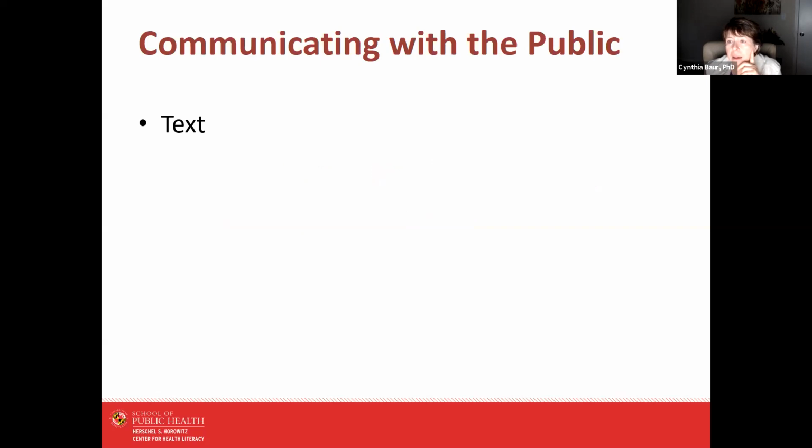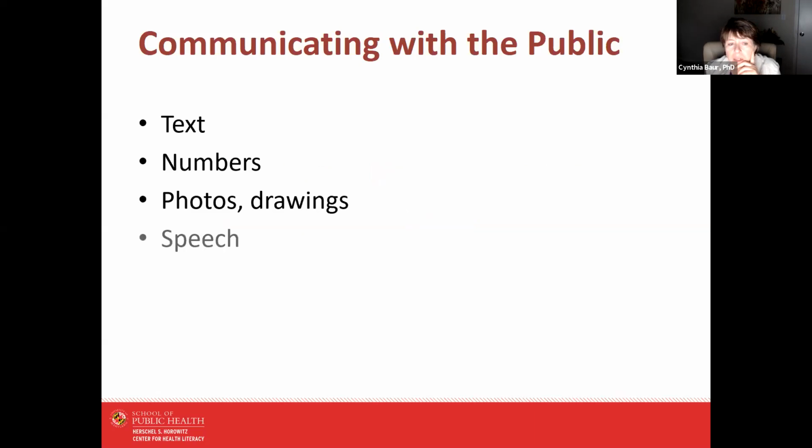We often fall back on text, right? Web pages, flyers, handouts, brochures, but we have numbers, right? And we could do a much more effective job with the way that we use numbers. The literature on how to use numbers well is quite large, and there are a number of tools out there to effectively convey numbers. We have photos and drawings, right? We know that visual images are quite powerful in our current information environment.